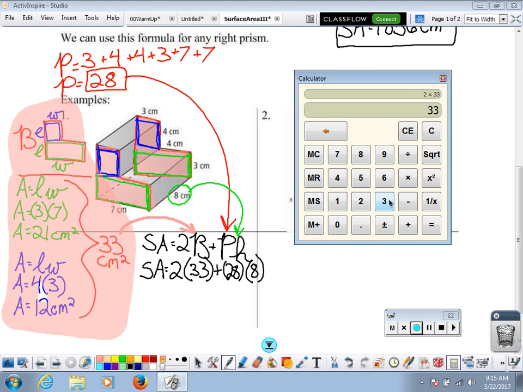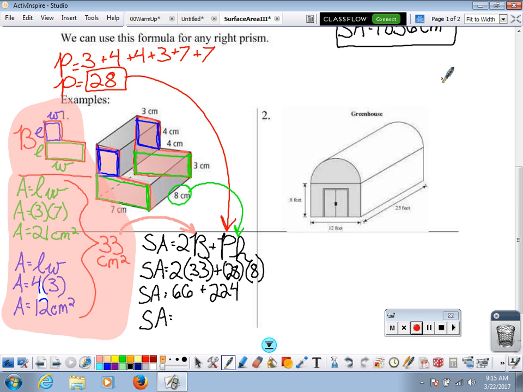2 times 33 is 66, plus 28 times 8 is 224. And if we add those together, what's the surface area of this entire prism? Good, 290 square centimeters. Now you stumbled a little bit and you wanted to say cubic centimeters.